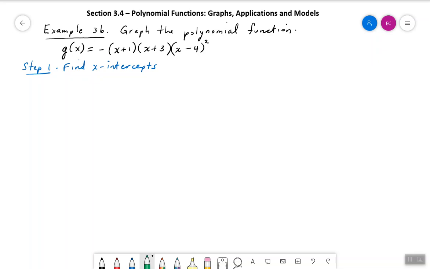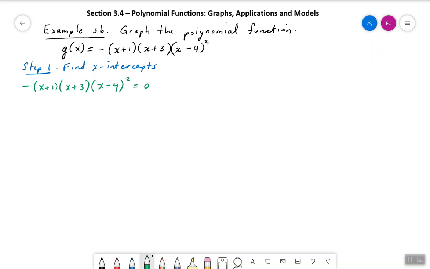Okay, let's do another example similar to the last one. We're trying to graph a polynomial function, and we're going to follow the five-step process that we laid out in the previous video. So the first step is to find the x-intercepts, which just means to set y equal to 0. So we have negative (x + 1)(x + 3)(x - 4)² equal to 0.